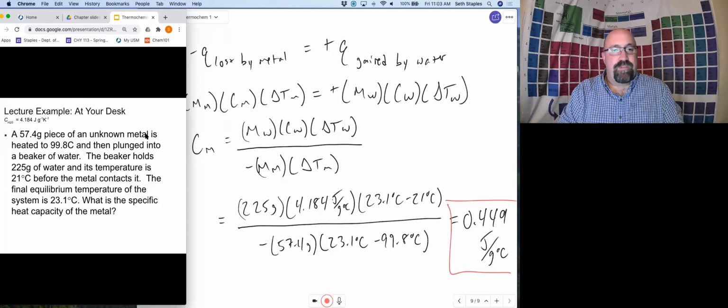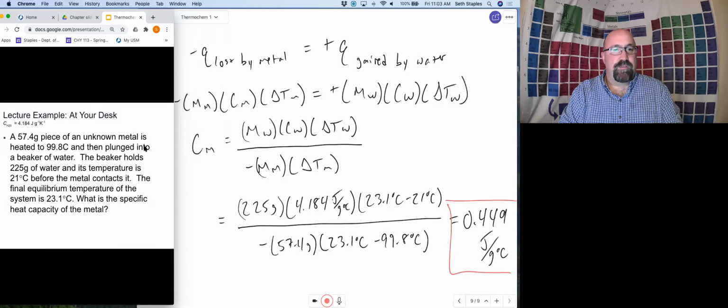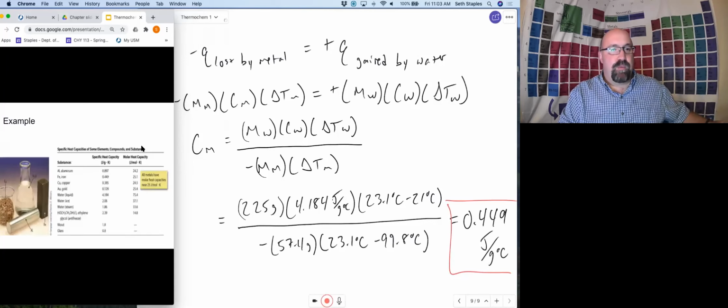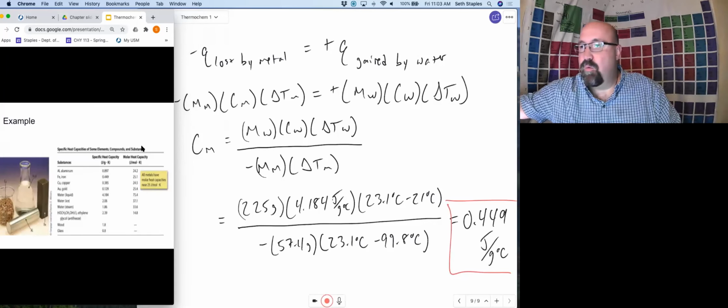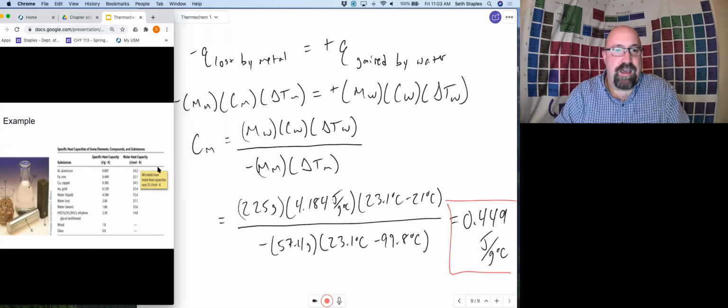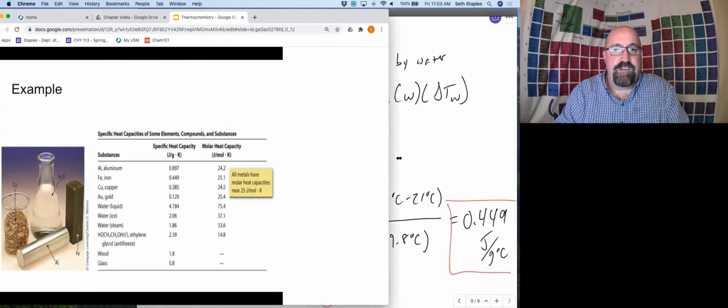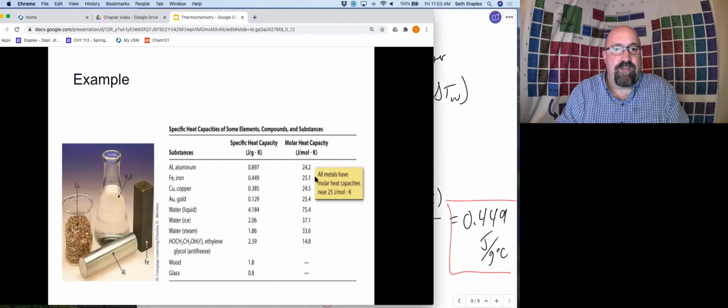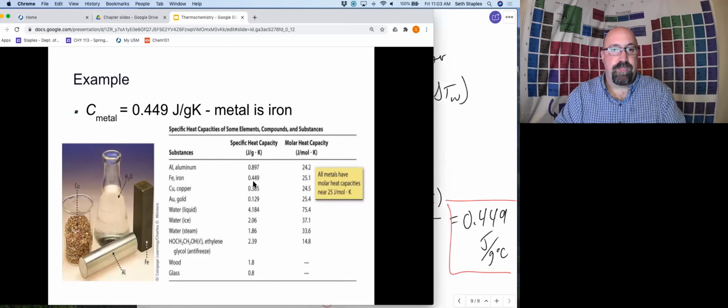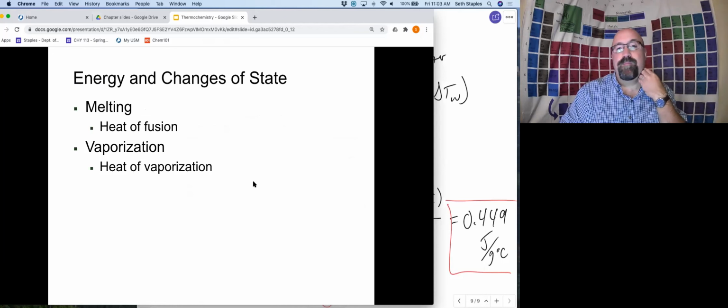And so we now know what the specific heat of this metal was. We were able to perform this calorimetric analysis, and we found that it was 0.449. Let's use this chart of specific heats to try to figure out what our metal was. There it is. Our unknown metal had to have been iron. So we can use this to identify what our unknown was.